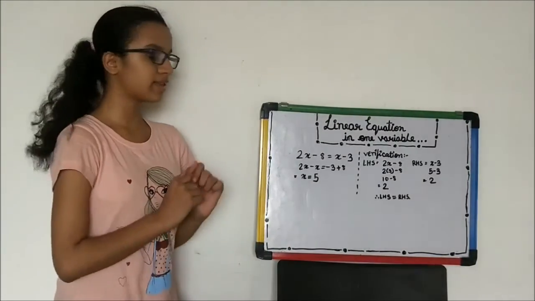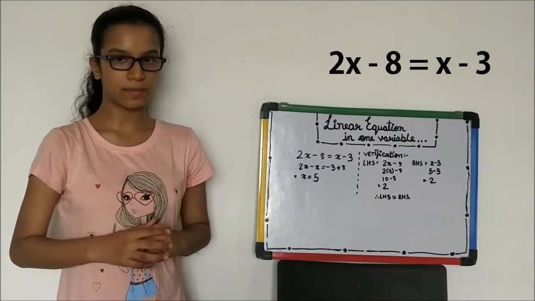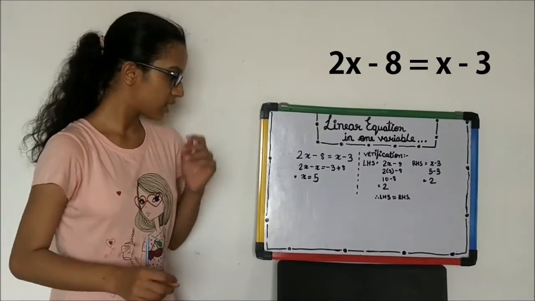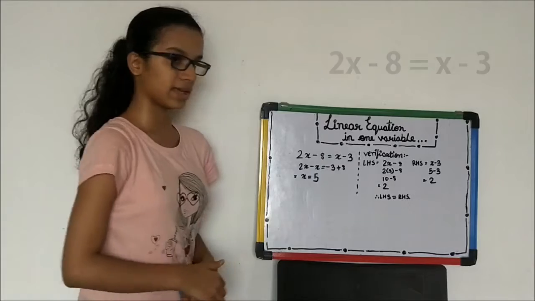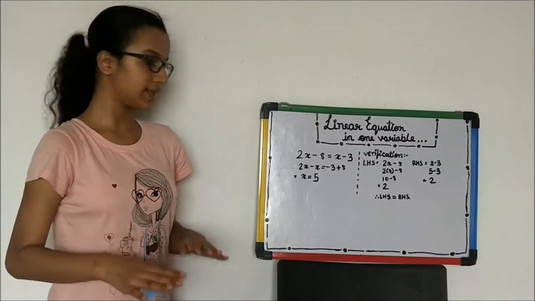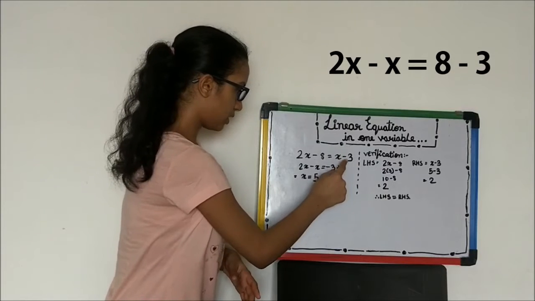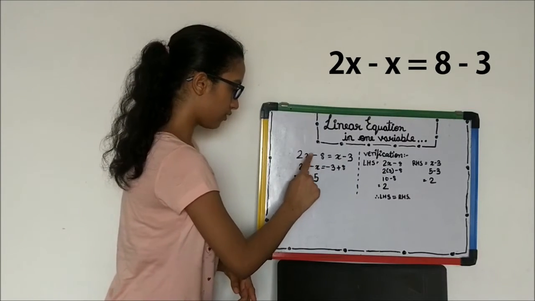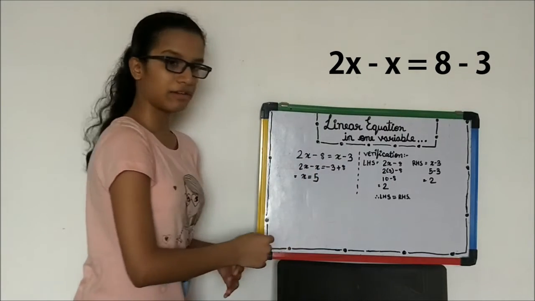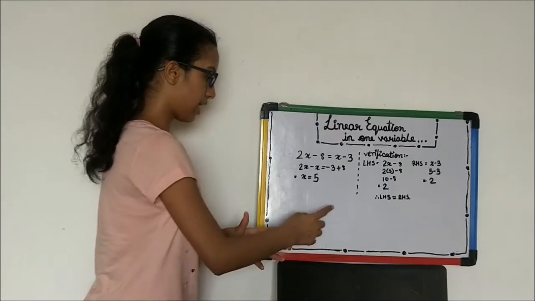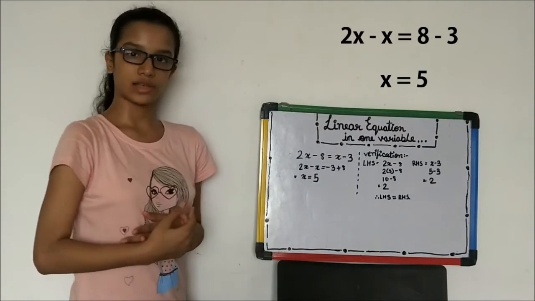Now, let's try this sum, but there is a little bit of difference. The difference is we have variables on both sides, but it's still easy to solve. Now, we are bringing this x this side and shifting the 3 this side. That is the transposition method. And with this, we get the answer as 5.